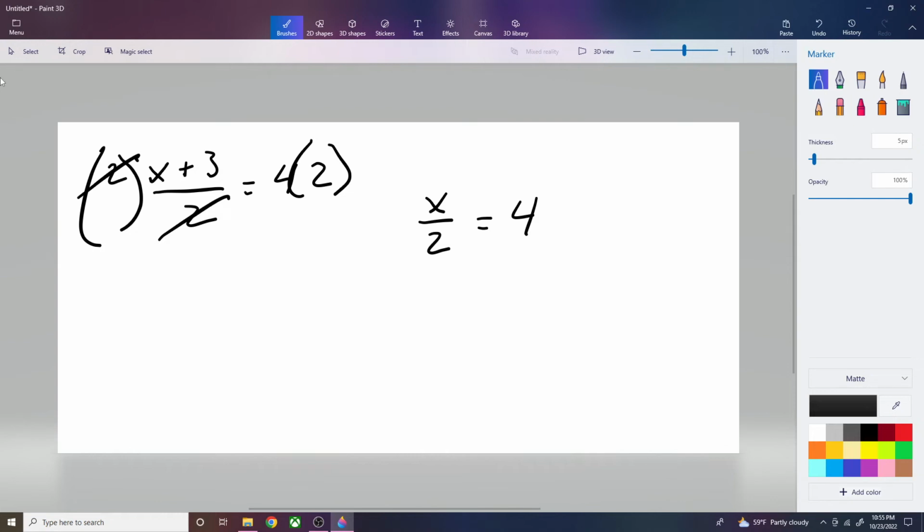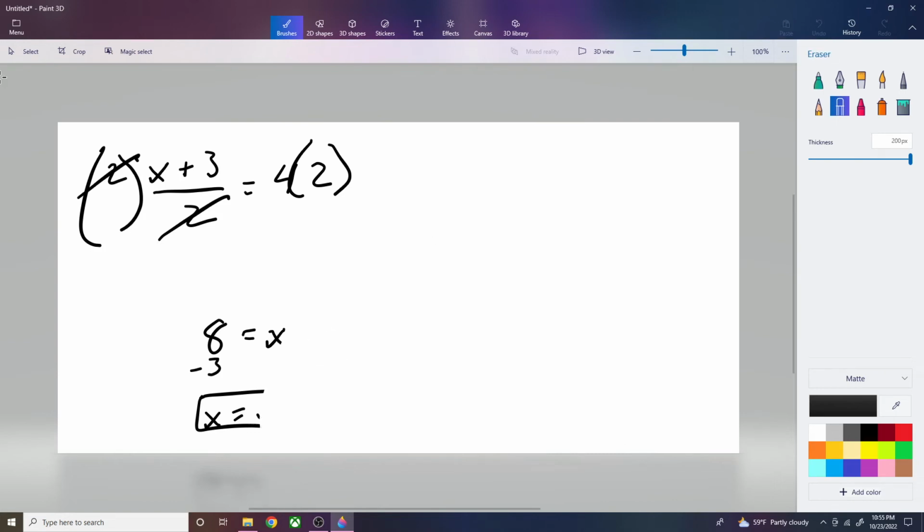Now, of course, we're intelligent people, and we know that 8 is what gets halved to make 4. So 8 equals x plus 3, right? From there, we subtract 3 from both sides of the equation, and we get x equals 5. Okay, so in this case, right, x equals 5. Let's look at a second option, though. Let's look at a second equation.